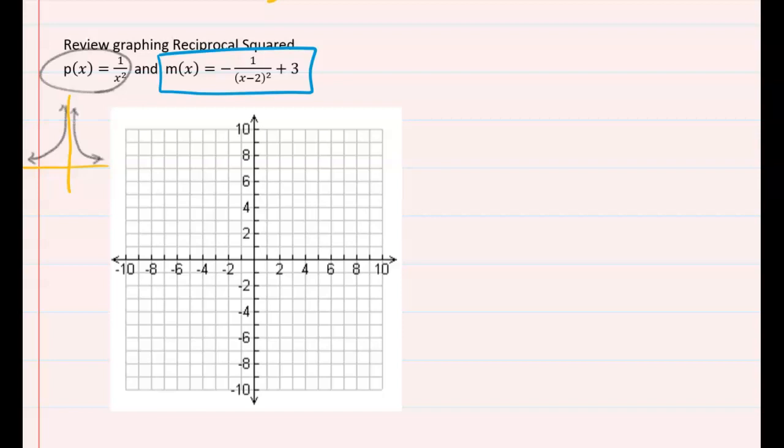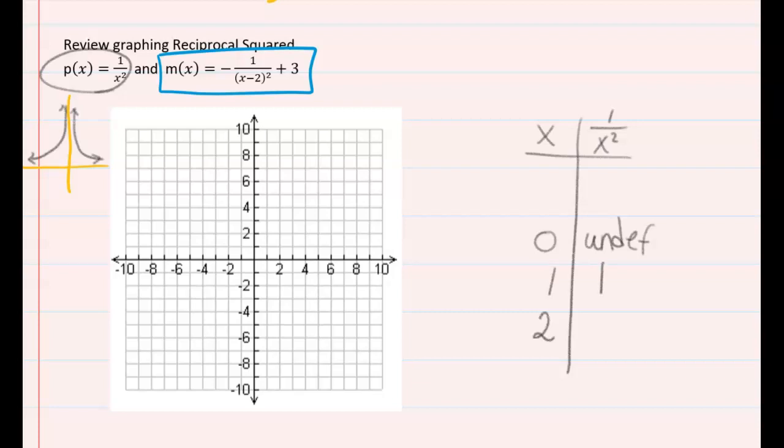We can look at points for my parent function. We're going to have x, and then we're going to have 1 over x squared. 0 is undefined because 1 over 0 is undefined. If I plug in 1, 1 squared is 1, 1 over 1 is 1. If I plug in 2, I'm plugging a 2 right here. I'm going to get 2 squared is 4, 1 over 4 is going to be my answer. And we can keep on going. I'm just going to leave it like this. Negative 1 becomes a positive 1, and a negative 2 becomes a positive 1/4. Remember, the negative is being squared, and that's why it becomes a positive.